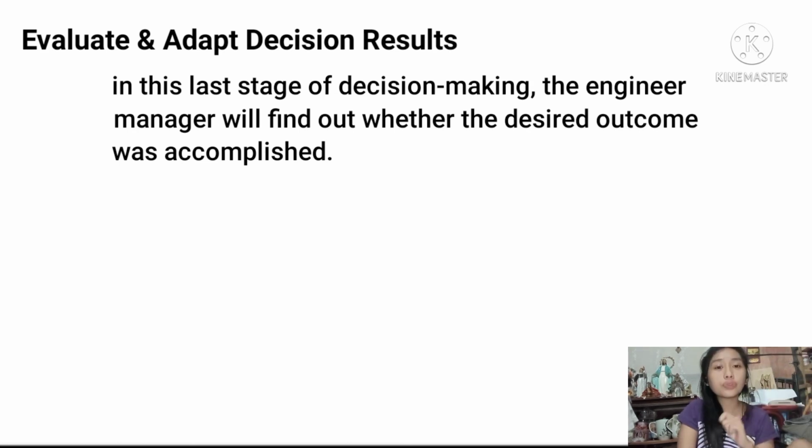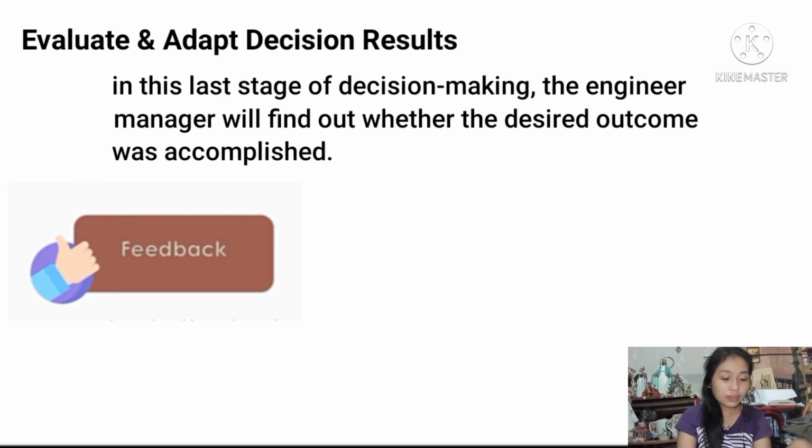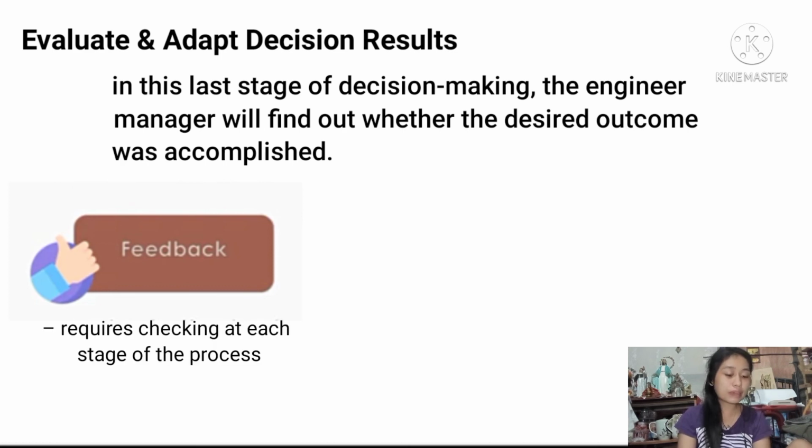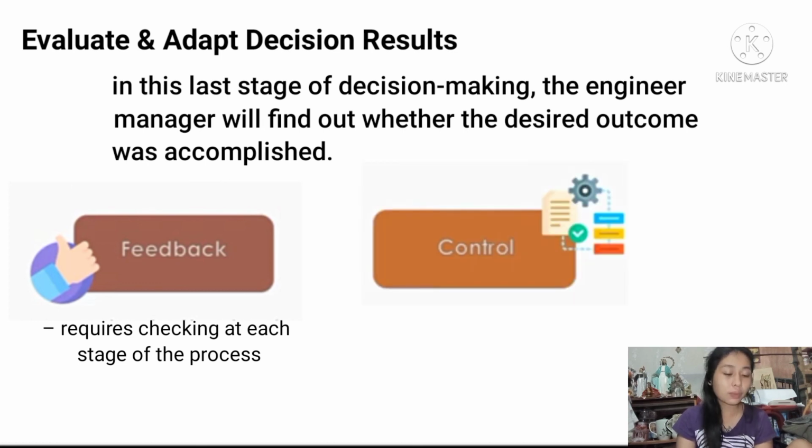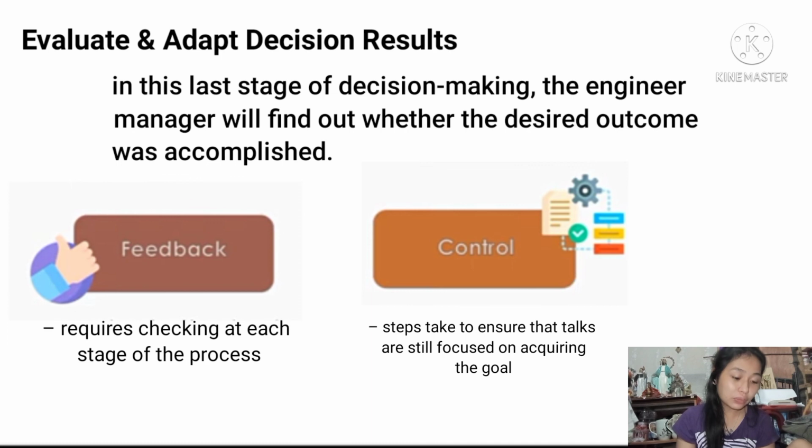In order to ensure the performance and to provide information for future references, the engineer managers use different mechanisms such as feedback. Feedback requires checking of each stage of the process, and control, where steps are taken to ensure that tasks are still focused on acquiring the goal.